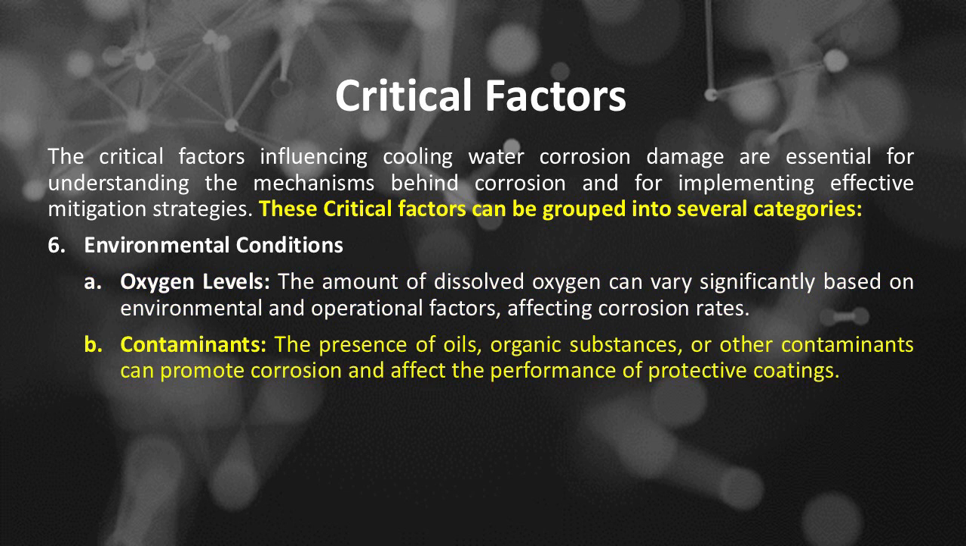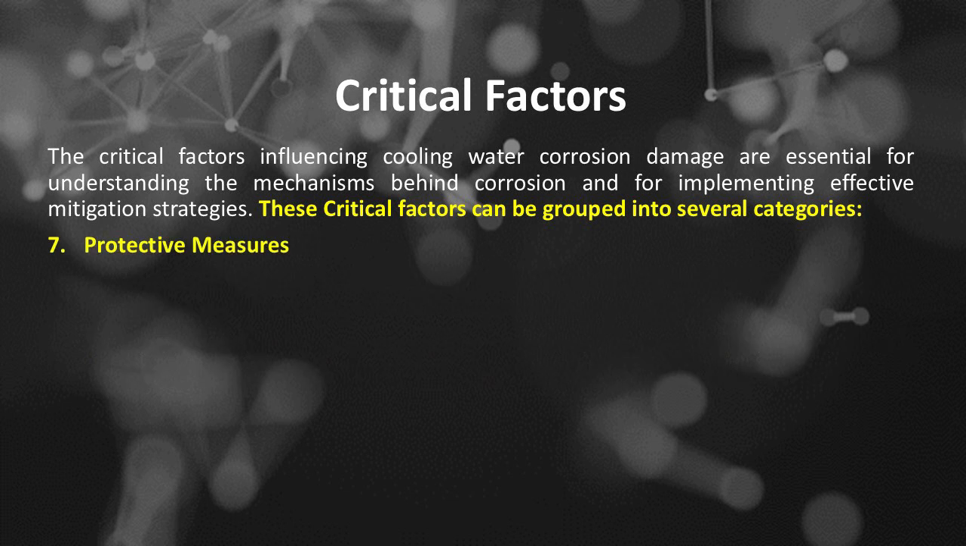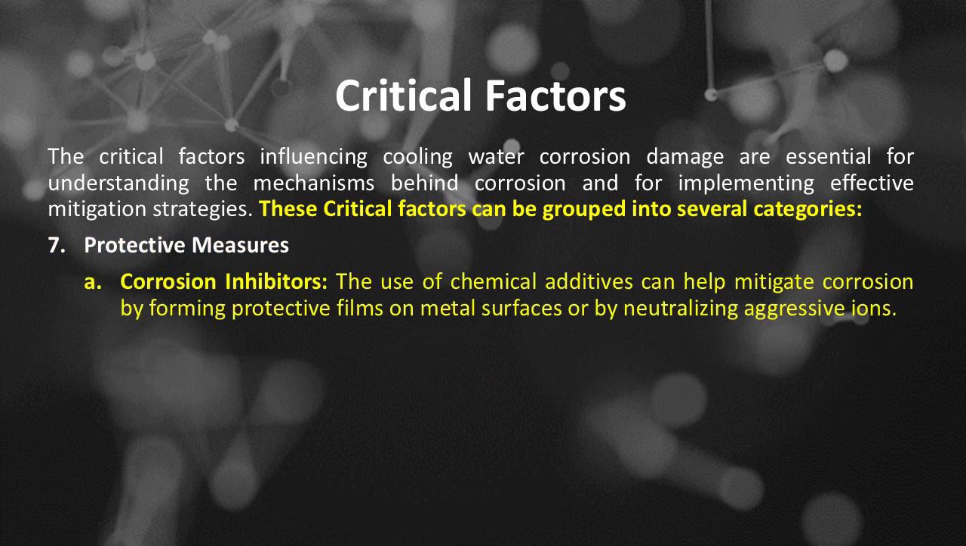Number B of the environmental conditions is contaminants. The presence of oils, organic substances, or other contaminants can promote corrosion and affect the performance of protective coatings. Number 7 of critical factors group categories is protective measures. Number A of protective measures is corrosion inhibitors.